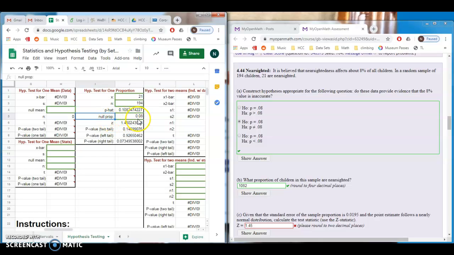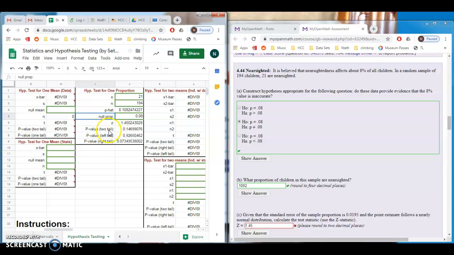Our null hypothesis, or our null proportion, is 8%, so I'm typing it in there. The z-score is calculated for me. I'll go ahead and type out the computation for that, so you can see how to do it by hand, because you have to do it by hand in your first project.